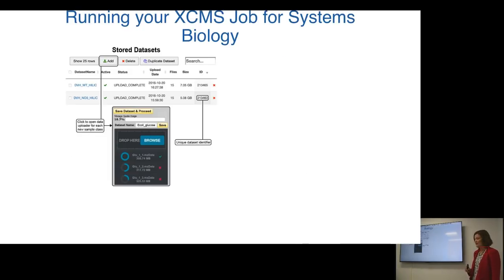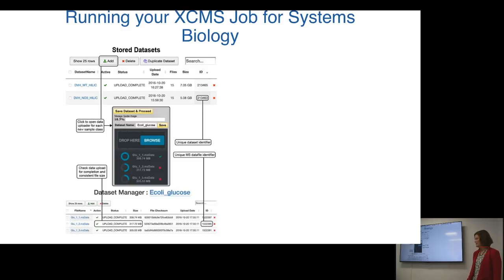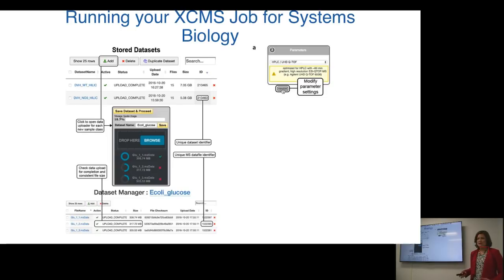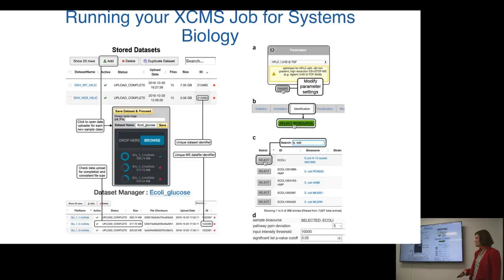Okay, Paul covered this in great detail, so I will just refer to that. You need to run a pairwise job in XCMS systems biology or in XCMS Online. Then the key thing for systems biology is to make sure that once you're setting up your job that you modify your parameter settings to select your biosource.